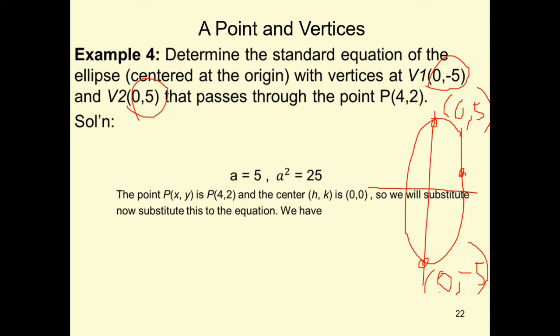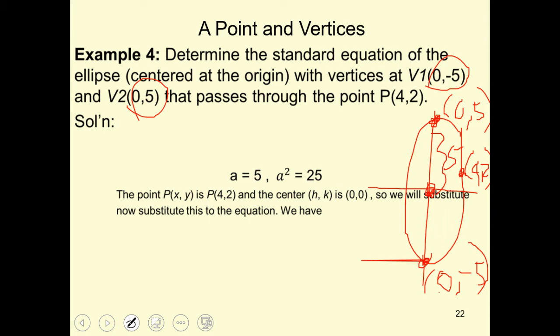Okay? So this ellipse, class, passes through the point 4 and 2. We know that our A is 5, so A squared is 25. The point P(x, y) is P(4, 2) and the center (h, k) is (0, 0). So understand, class, that our center is at the origin. It's clear already, class, that the vertex is given.